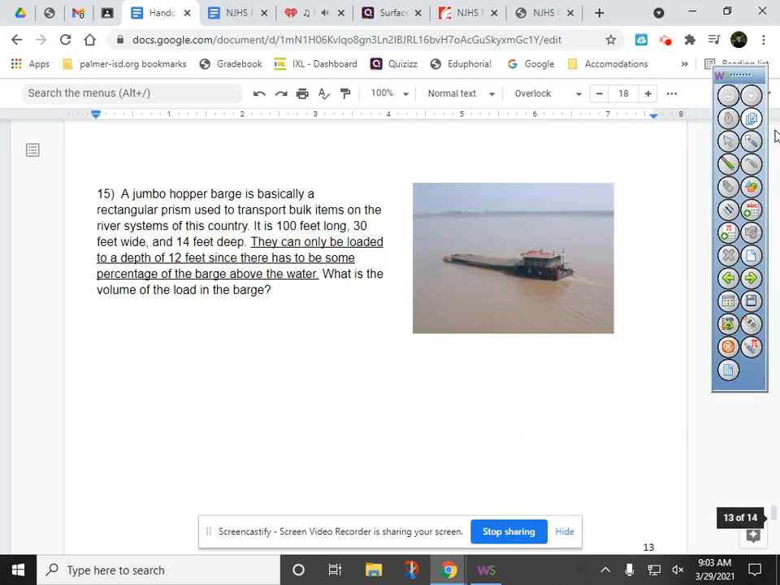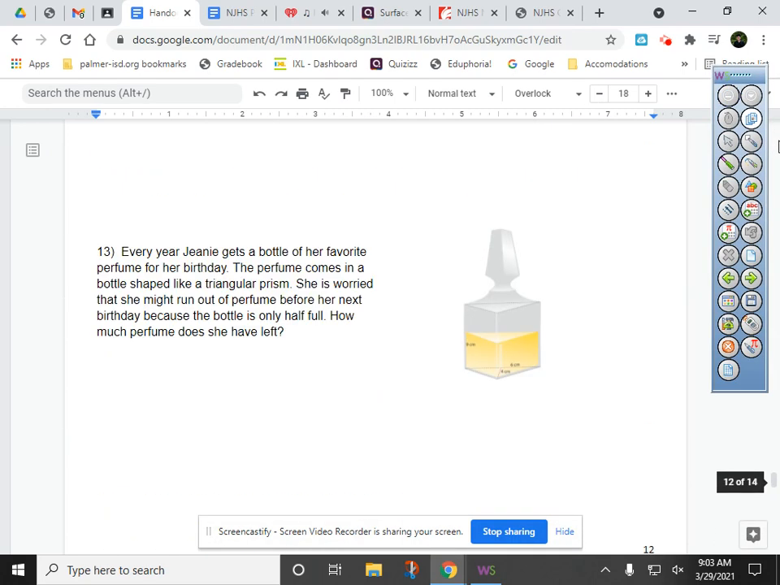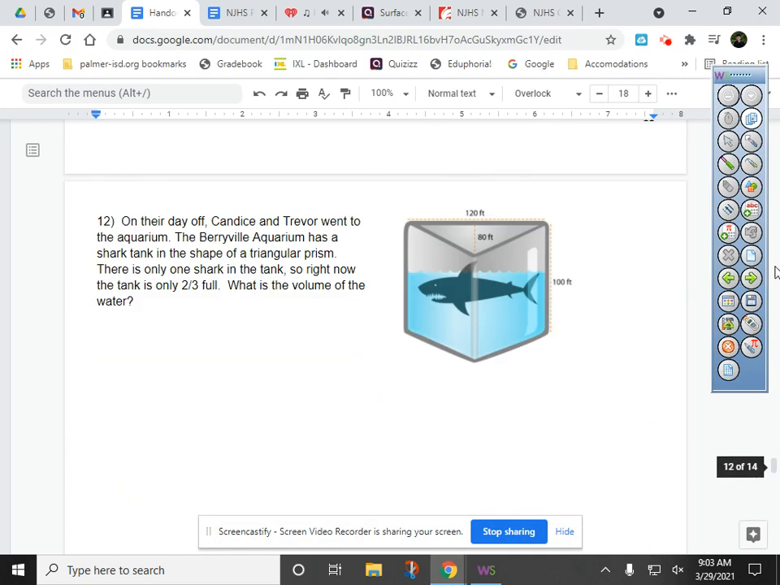I want everybody to look at number 12 first, though. On their day off, Candace and Trevor went to the aquarium. The Berryville Aquarium has a shark tank in the shape of a triangular prism. There is only one shark in the tank, so right now the tank is only 2/3 full. What is the volume of the water?